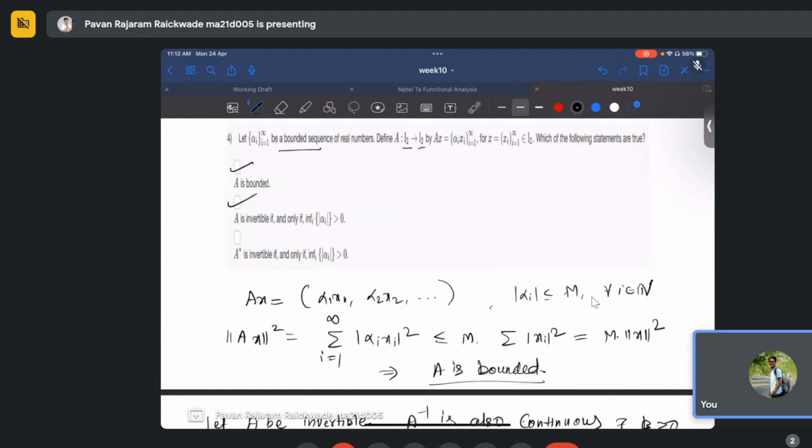Hence, we know that A is invertible if and only if the infimum of mod alpha i is positive. For the third option, it's easy to observe that A star is the same as A, so there's no difference between option B and option A essentially.